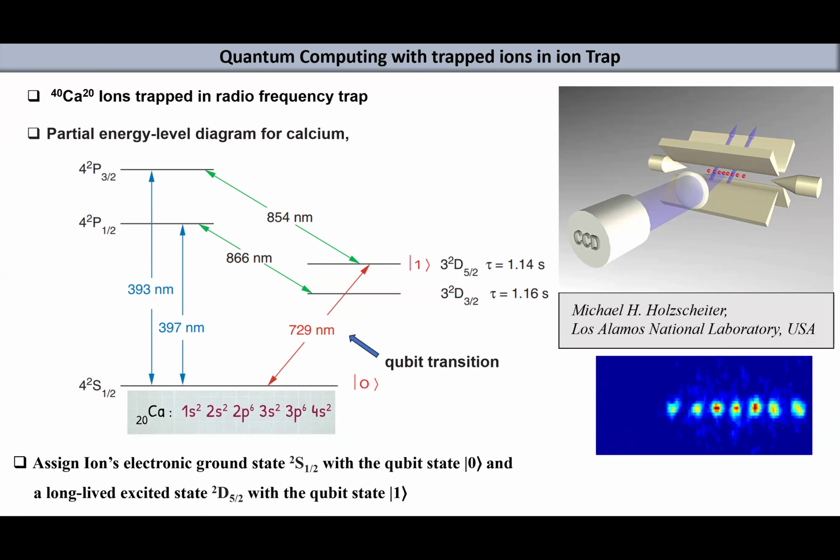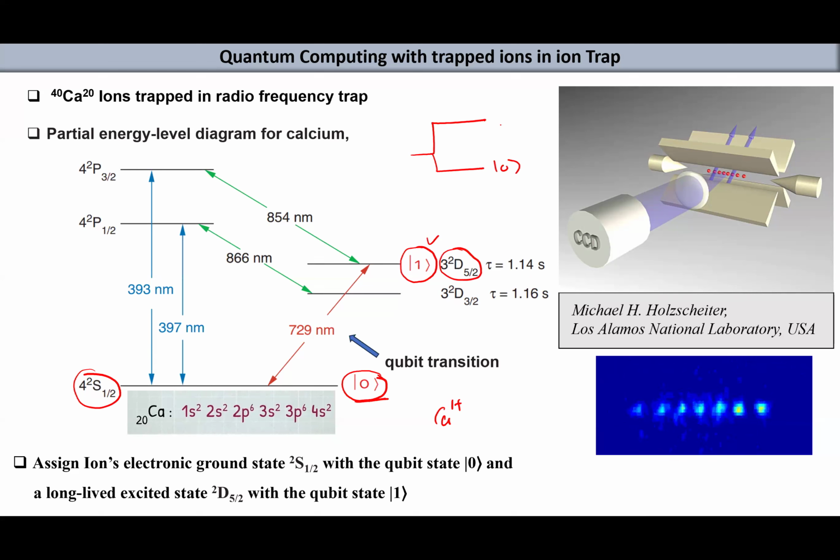And what we can do is actually use these metastable states. I can mark them as 0 and 1. So when the calcium 1 plus ion is in the ground state, I can mark that state as bit 0, a 0 quantum state. And when it is in the D 5/2, I can call this the 1 state. So I can use these two states, 4S 1/2 and D 5/2, as equivalent to our spin states 0 and 1.